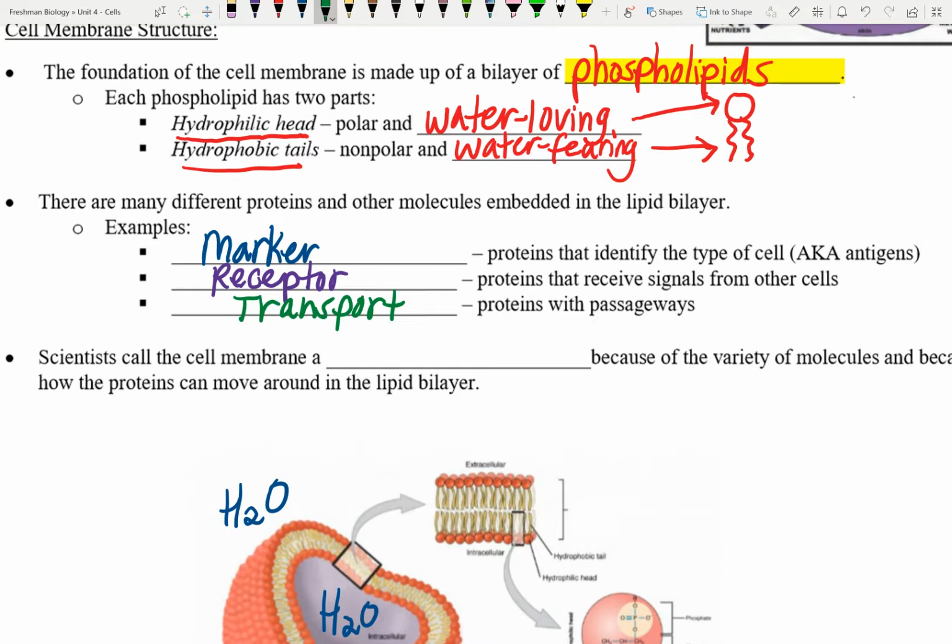And because there's all these different molecules that make up the cell membrane, and the membrane's very flexible, and actually the different proteins can kind of float around and move around within the phospholipid bilayer, scientists call this a fluid mosaic structure.